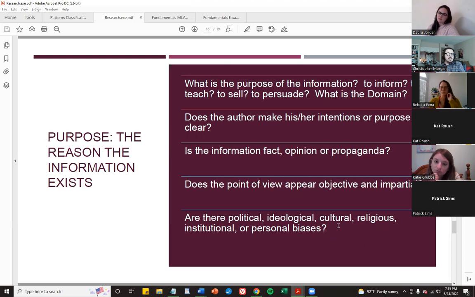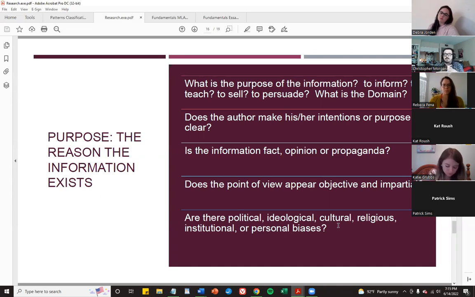Then purpose, the P in CRAAP, the reason the information exists. What's the purpose? This is sort of shading into some areas that we'll get to more thoroughly with rhetorical analysis, but why is this information there? Did you get this information off of a business website? Information hosted on a business website might be factually correct, but its intention is to sell you stuff. So it might not be the best source of that information, or it might not highlight the more negative aspects of something, depending on what their intention is. Is this content to entertain?